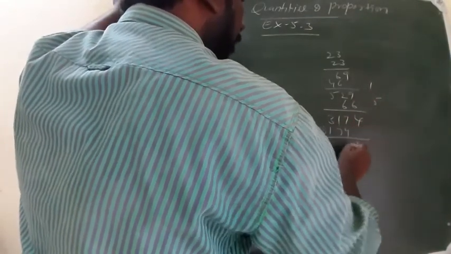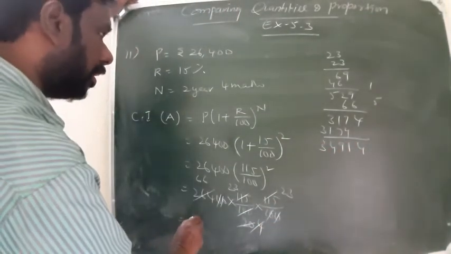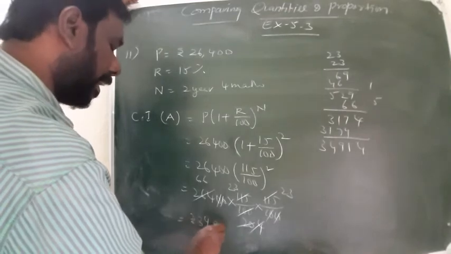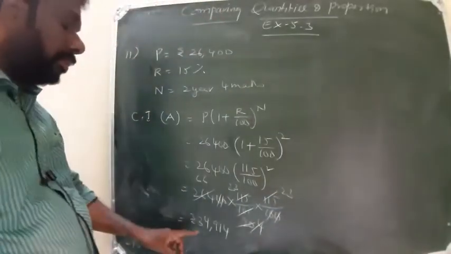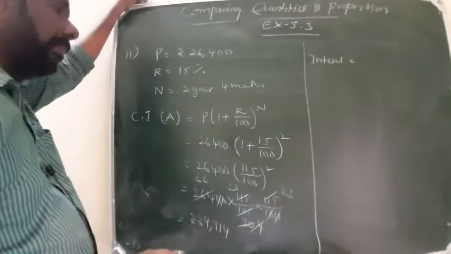3174, 41943. So how much? 34,914 for 2 years. This is the amount for 2 years. Now here 4 months will be there. Now you have to find the interest for that one. So interest for 4 months. So PTR by 100, simple interest formula you have to write. Principal amount 34,914 into rate 15 by 100 into here 4 months means 4 by total months in the year 12.